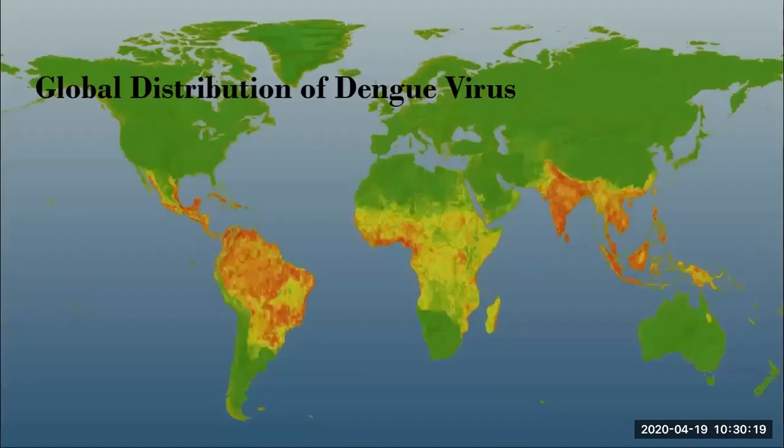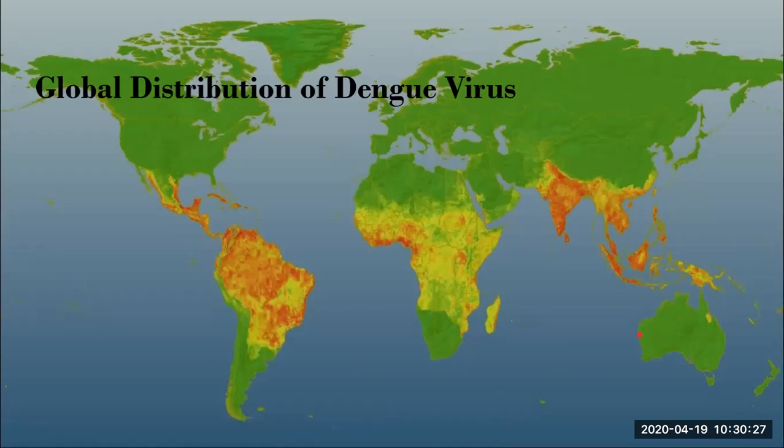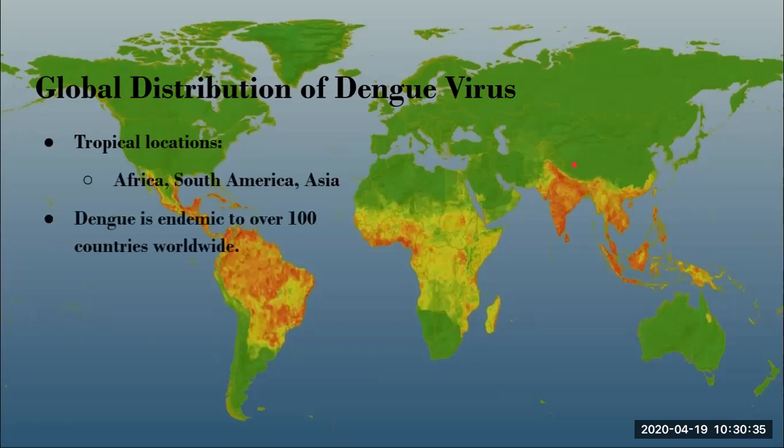So as we can see on the map here, the global distribution of dengue tends to be in the tropics. We have Central and South America, Africa, and Asia and India, all along the equator, where we tend to see more dengue virus infections. And this is in part due to the fact that dengue will spread where its mosquito vector is. So the range of that mosquito vector will dictate where dengue can become endemic and spread to.